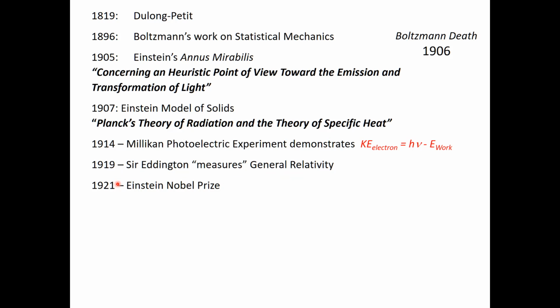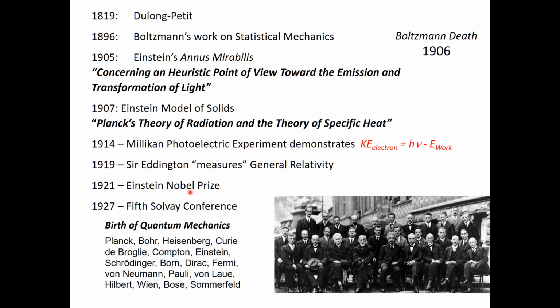And anyway, after all this, Einstein wins the Nobel Prize in 1921, and he wins the Nobel Prize for this paper, for considering the heuristic point of view towards the emission and transformation of light. Not for relativity, actually. And finally, in 1927, this is what's called the Fifth Solvay Conference, and this is the birth of quantum mechanics.